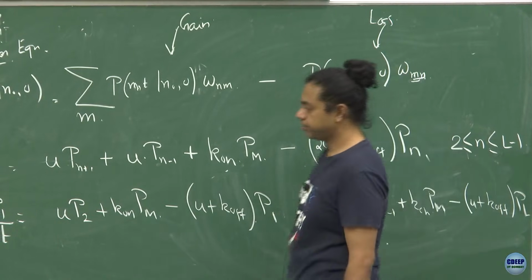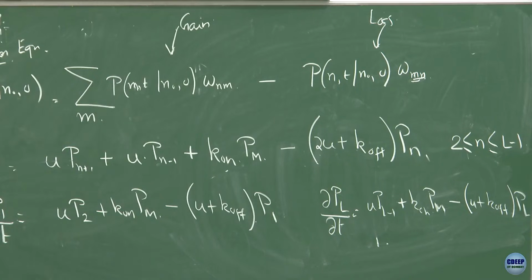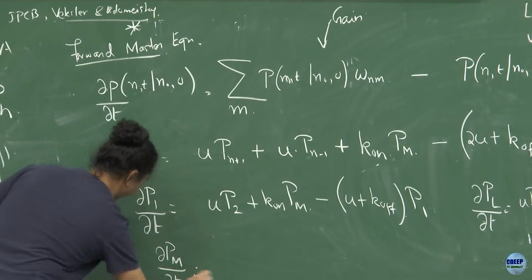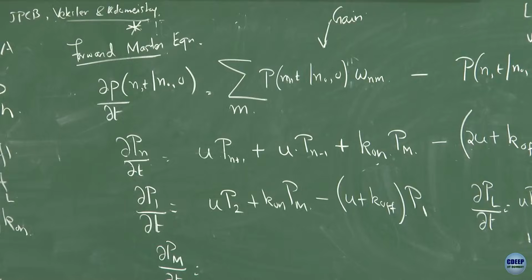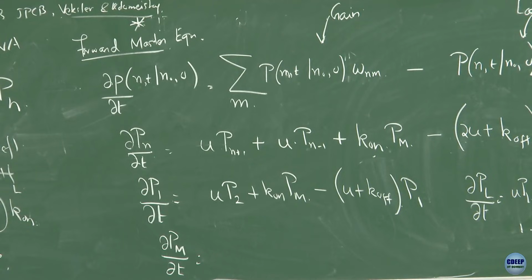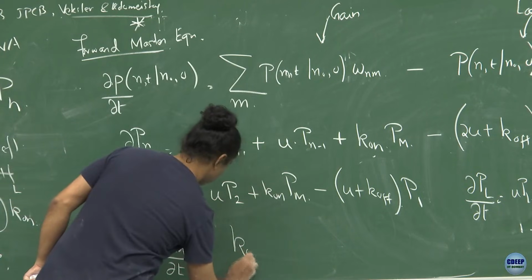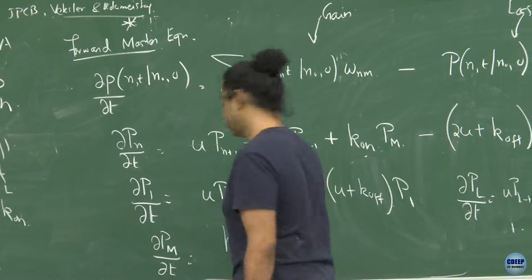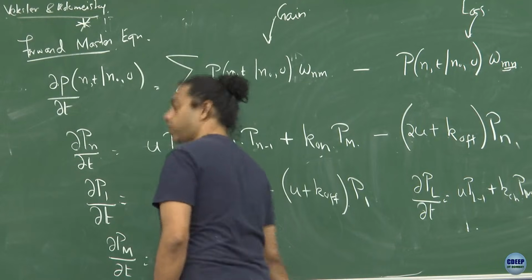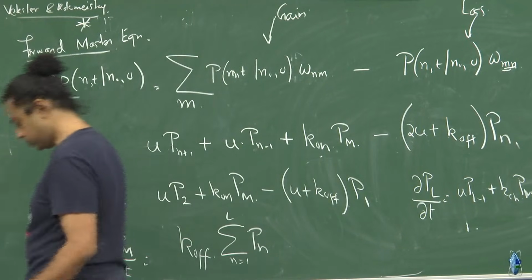PL, right. So, that takes care of 1 and L, and then for the solution side, so del PM del T, okay. Where could you have come from? So, what will be the gain terms over here? Yes, what will be the gain term? K on times sum over n from 1 to L, right?